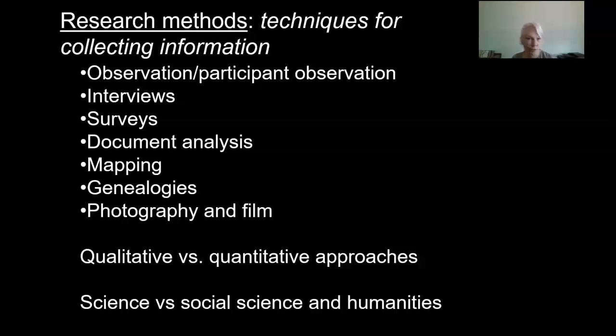And photography and film, not all anthropologists use this, but it is an important technique for capturing all that visual data. And some anthropologists, in fact, instead of producing written records of what they've learned, produce films. So it is another tool in our toolkit that can be used depending on the circumstances.